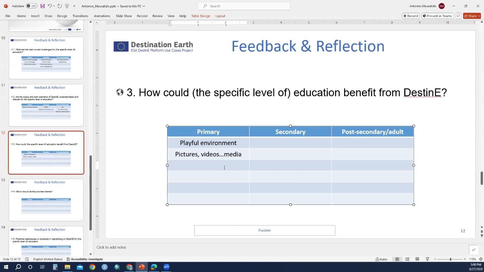Okay. Is that it? Yes. Okay, great. Then Katerina? For secondary education, the DestinE Platform could provide resources such as data or other, and it could be a place where students could train their analytic and critical thinking skills. And also it was mentioned that it could boost environmental awareness. Great.